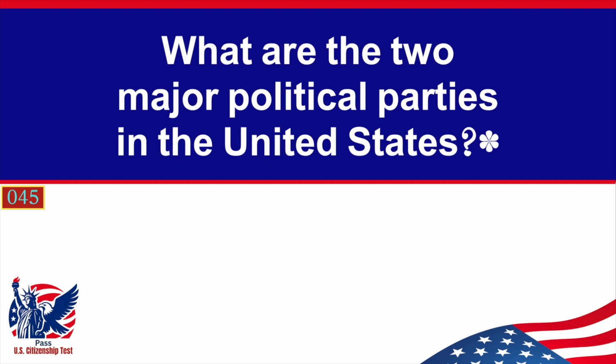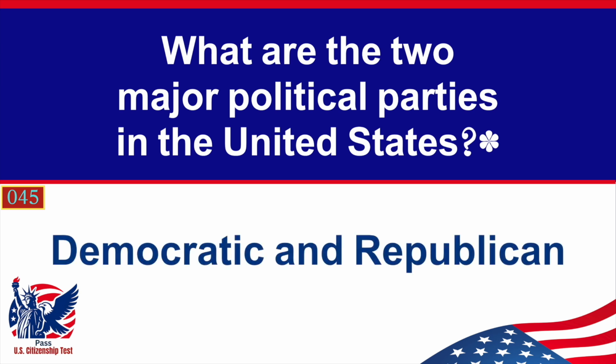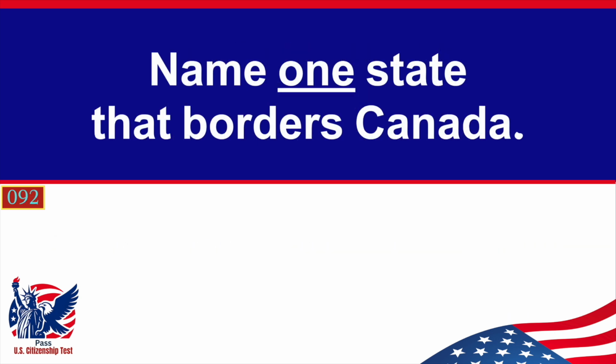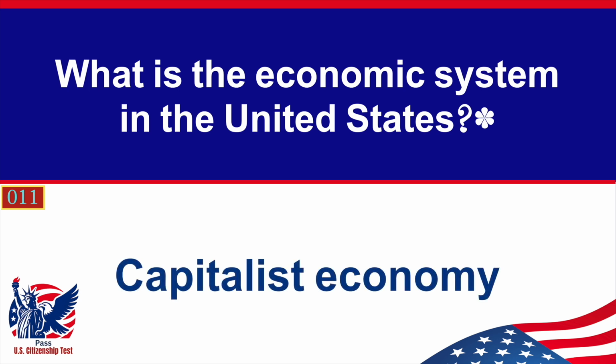What are the 2 major political parties in the United States? Democratic and Republican. Name one state that borders Canada. New York. What is the economic system in the United States? Market economy.